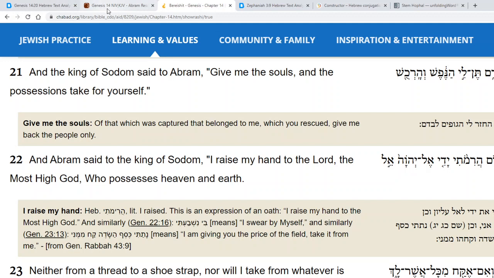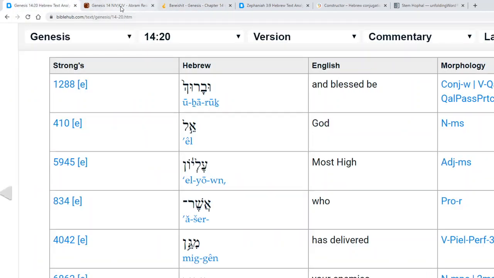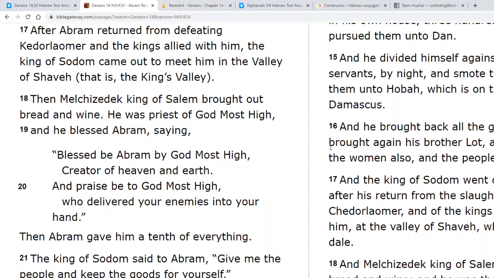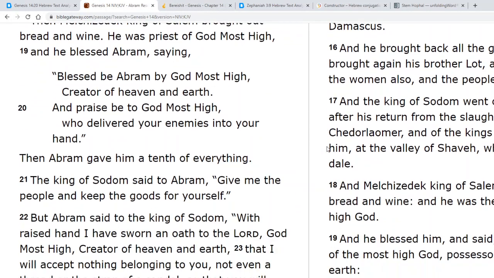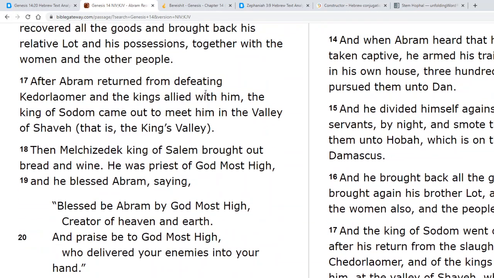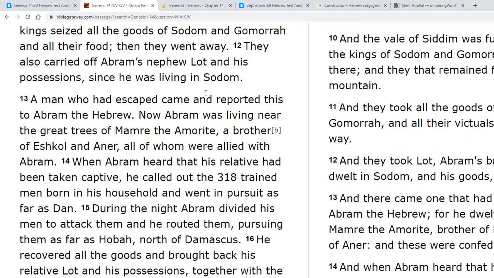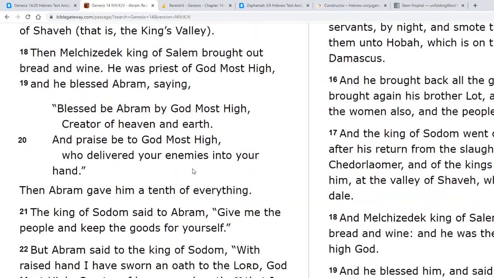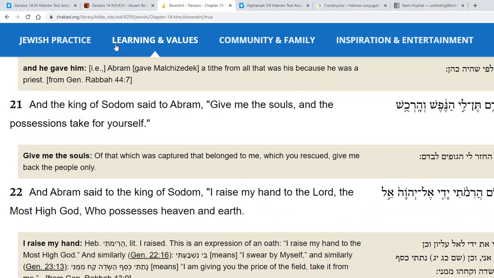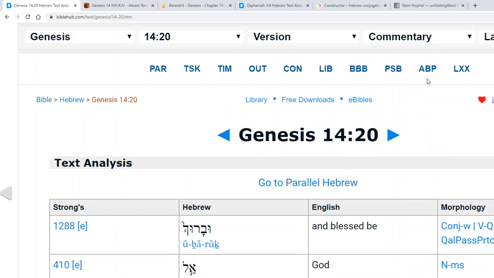Okay, let's. Did we do verse 20 in? Right, we did, because verse 20 we did here, and they put that Abram there. I'm not sure why. Okay, verse 21. Next verse. Let's go.